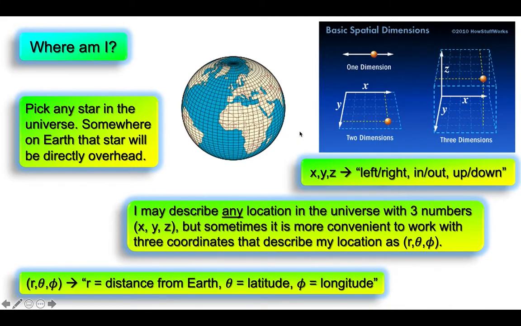So sometimes we could describe any location in the universe using three numbers, x, y, and z. Or sometimes we could describe any location in the universe in terms of r, theta, phi. And both of those are completely valid ways to describe your location anywhere in the universe. Now, I did intentionally say star.